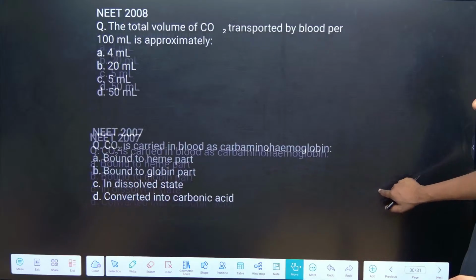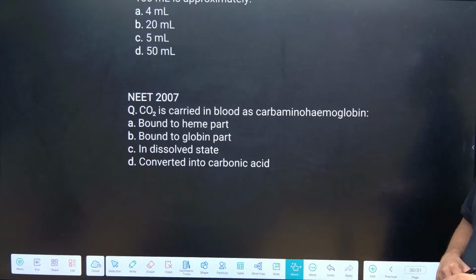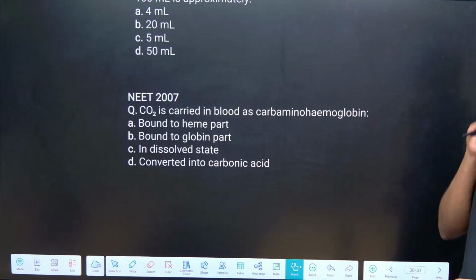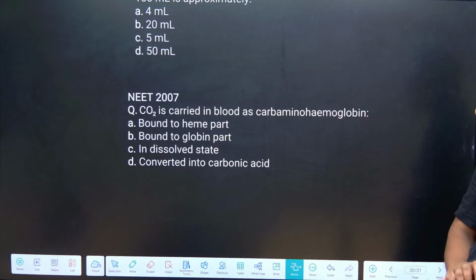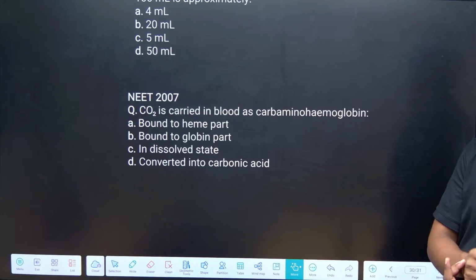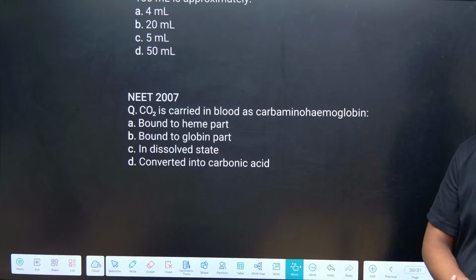Okay. CO2 carried in blood as carbaminohemoglobin, which form? Which is the answer? Bond to globin. CO2 with heme, oxygen with heme. Oxygen binds to the head part, heme; the tail part is the globin. Okay, carbon dioxide binds to globin.